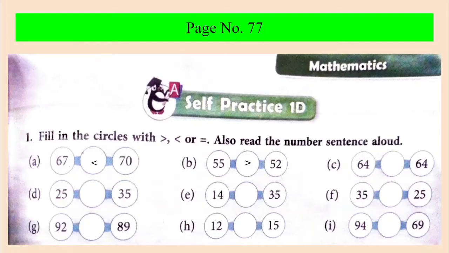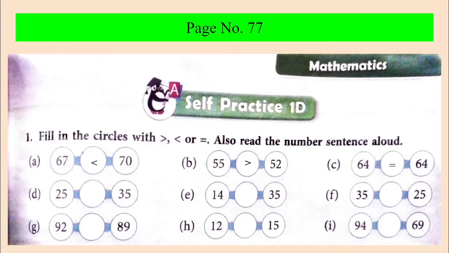Okay. Now let us look at C part. So here the two numbers are 64 and 64. So here we have two same numbers. That means the numbers are equal. So which sign or symbol will we put here? Equal to symbol. Okay, since the numbers are same and equal, we will put an equal to symbol here. So 64 is equal to 64.